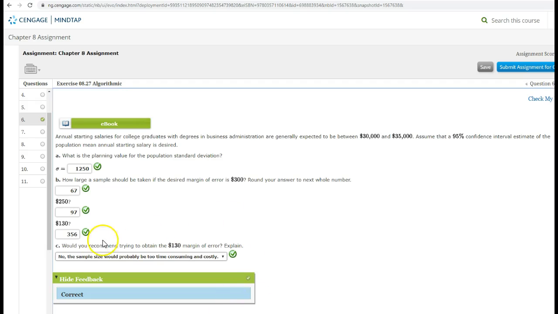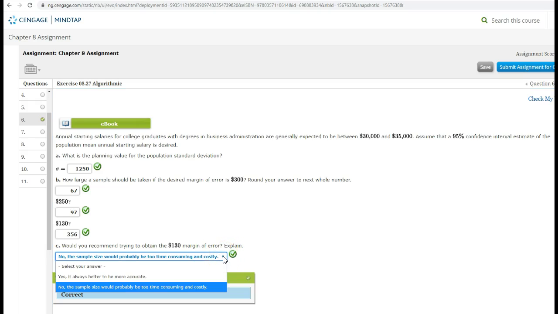The last part of the problem then is asking, would you recommend trying to obtain a $130 margin of error? And if not, explain why. Well, of the options they give you, you should reason that getting that small of a margin of error, $130, would require you to sample an awful lot of graduates. Now, if you can get to 356 graduates, no problem. But that might be too large a sample to do in a timely manner and at a reasonable cost.